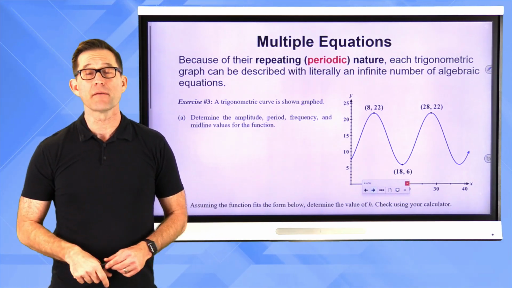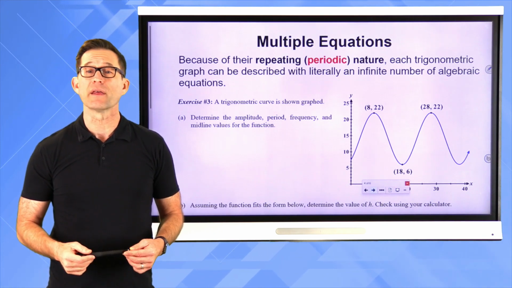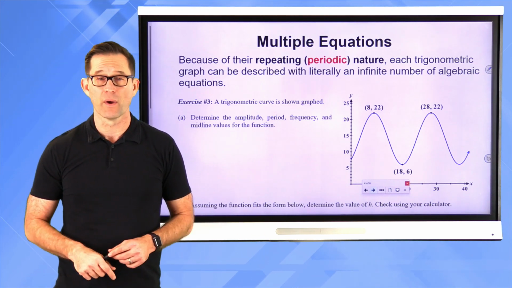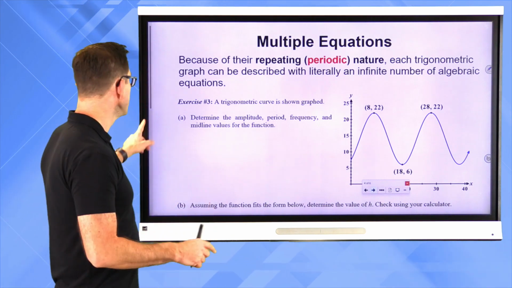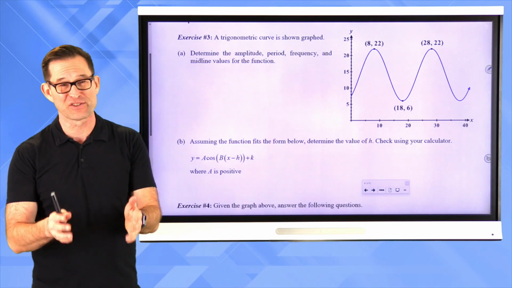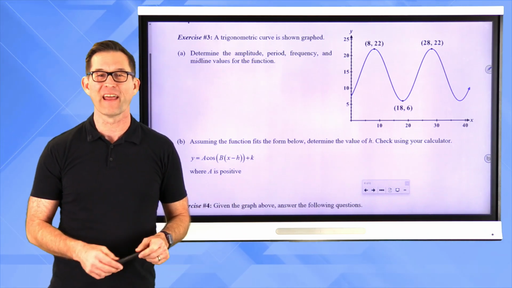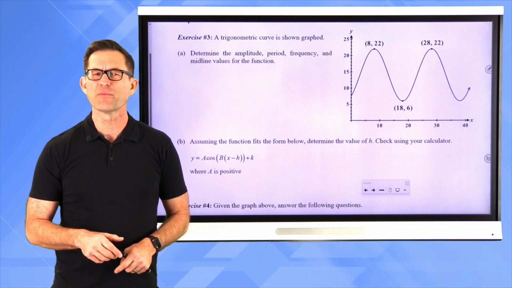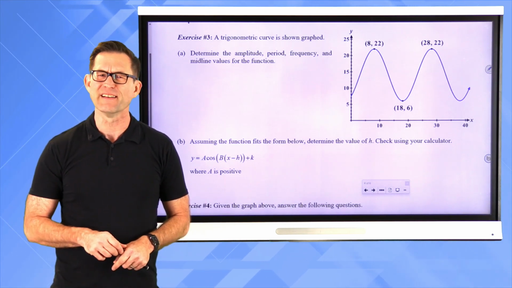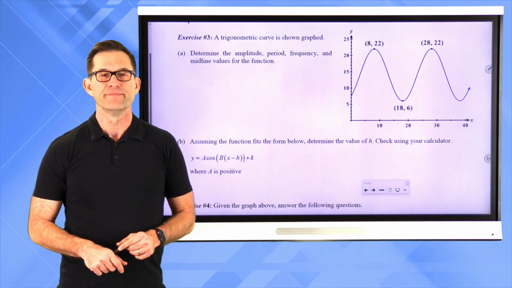Because of their repeating periodic nature, each trigonometric graph can be described with literally an infinite number of algebraic equations, all right? And that is not just a nightmare, by the way, for students. It's also a nightmare for teachers because, when I'm making up an answer key for something, it's pretty hard to put down every answer. It really is, because there's an infinite number of them, and that would take me forever.